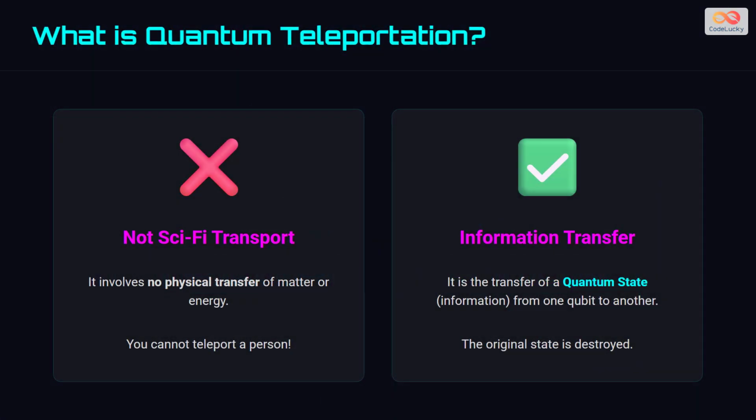First, let's clear up a common misconception. Quantum teleportation is not like what you see in science fiction movies. We are not transporting matter or people from one place to another physically. Instead, it is a method for transferring information, specifically the exact quantum state of a particle, to another particle in a different location. Crucially, the original state is destroyed in the process.